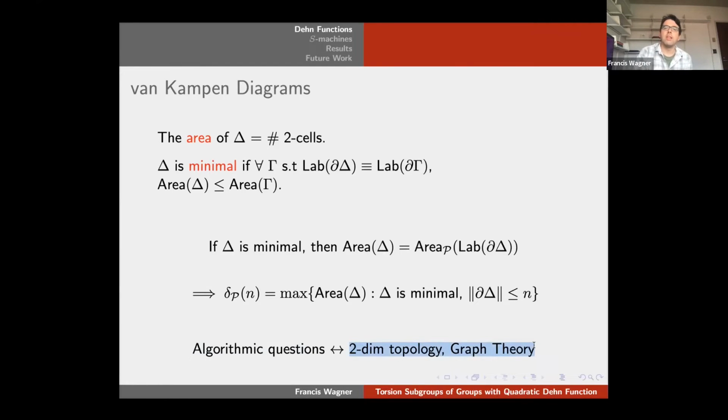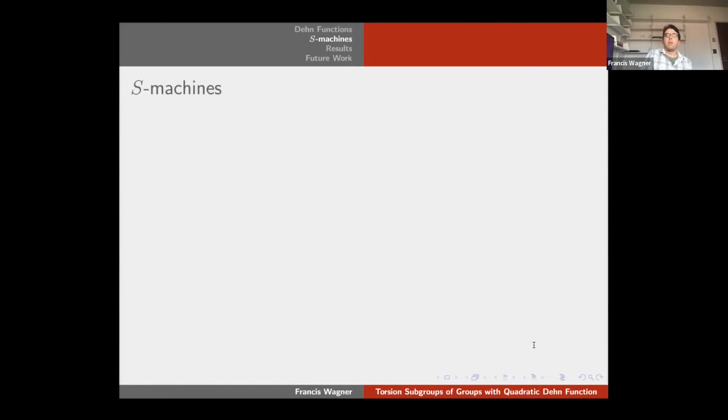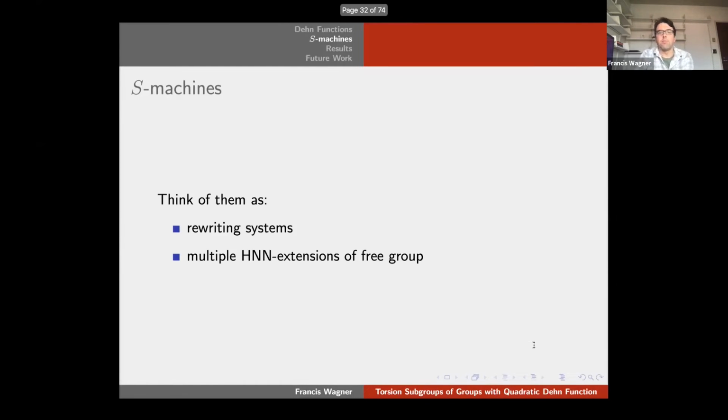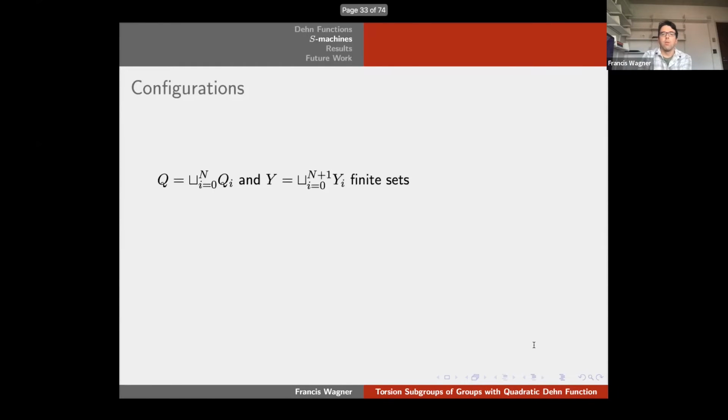Okay, now changing gears slightly, another main tool I use is S machines. What an S machine is, you can think of in two different ways. One can think of them as a rewriting system, sort of like a multi-tape Turing machine that works with group words instead of semigroup words, or one can think of them as kind of a multiple HNN extension of a free group. Okay, so let's do a little bit of background to what they actually are.